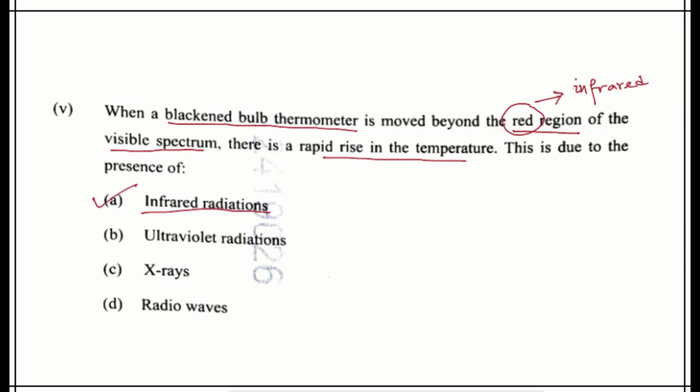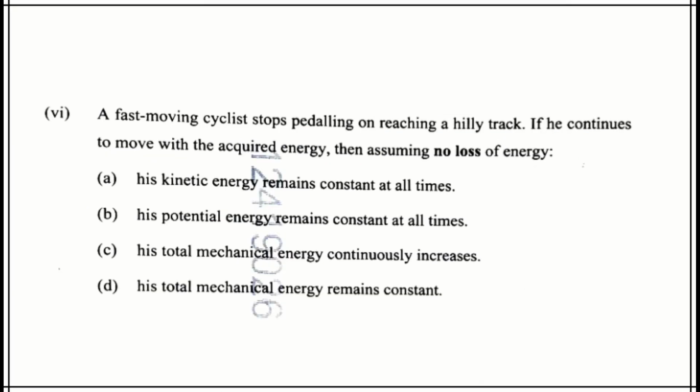Next question. Question number 6. A fast moving cyclist stops pedaling on reaching a hilly track. If he continues to move with the acquired energy, then assuming no loss of energy, which option is correct?